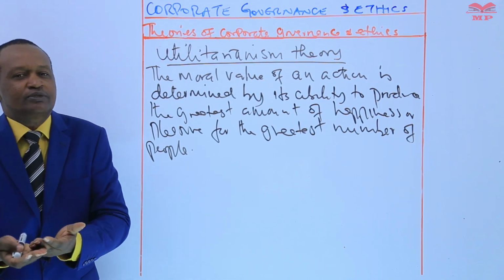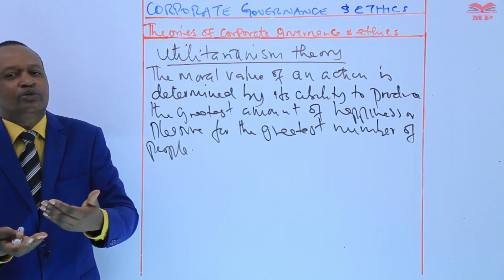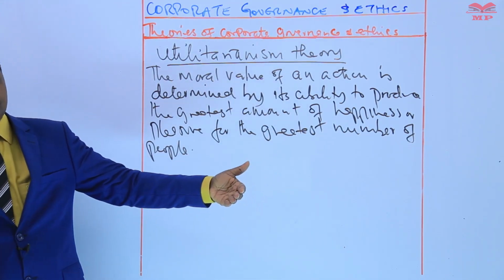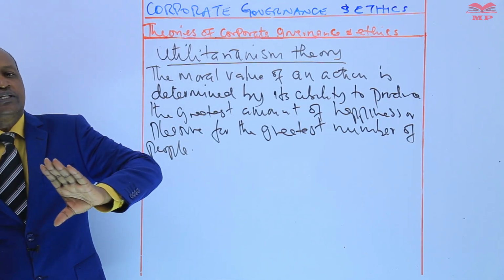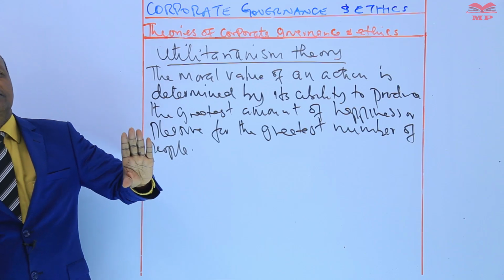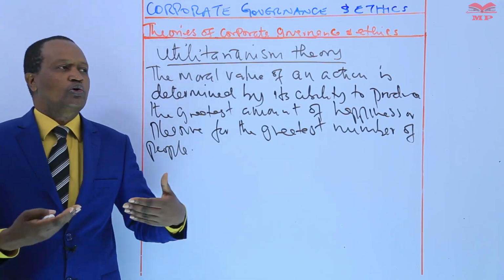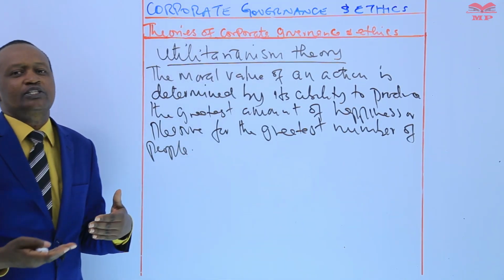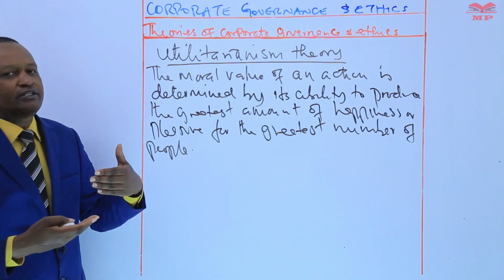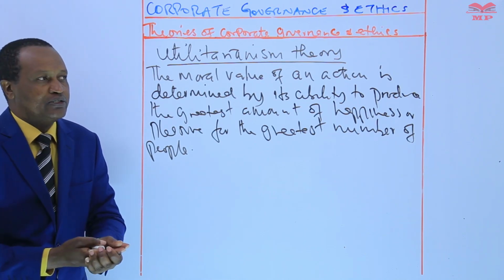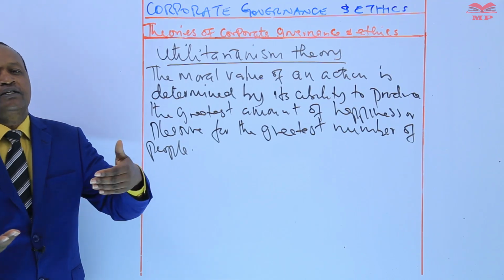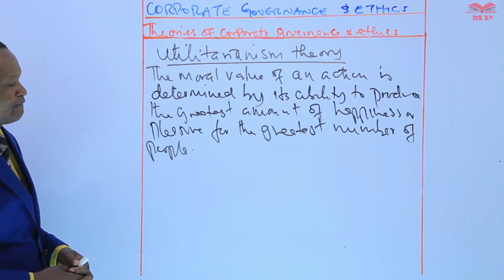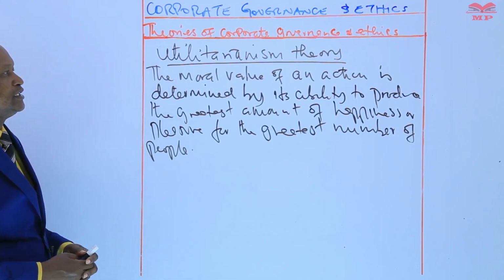Now, despite such criticisms, candidates, the utilitarianism theory has had a significant impact on corporate governance and ethics because it has helped to shape the development of the CSR initiatives, which encourages firms to consider the broader impact of their actions on society and the environment, as well as the development of sustainability reporting frameworks, which aim to provide a more comprehensive view of a firm's social and environmental impact. So that is the utilitarian theory.